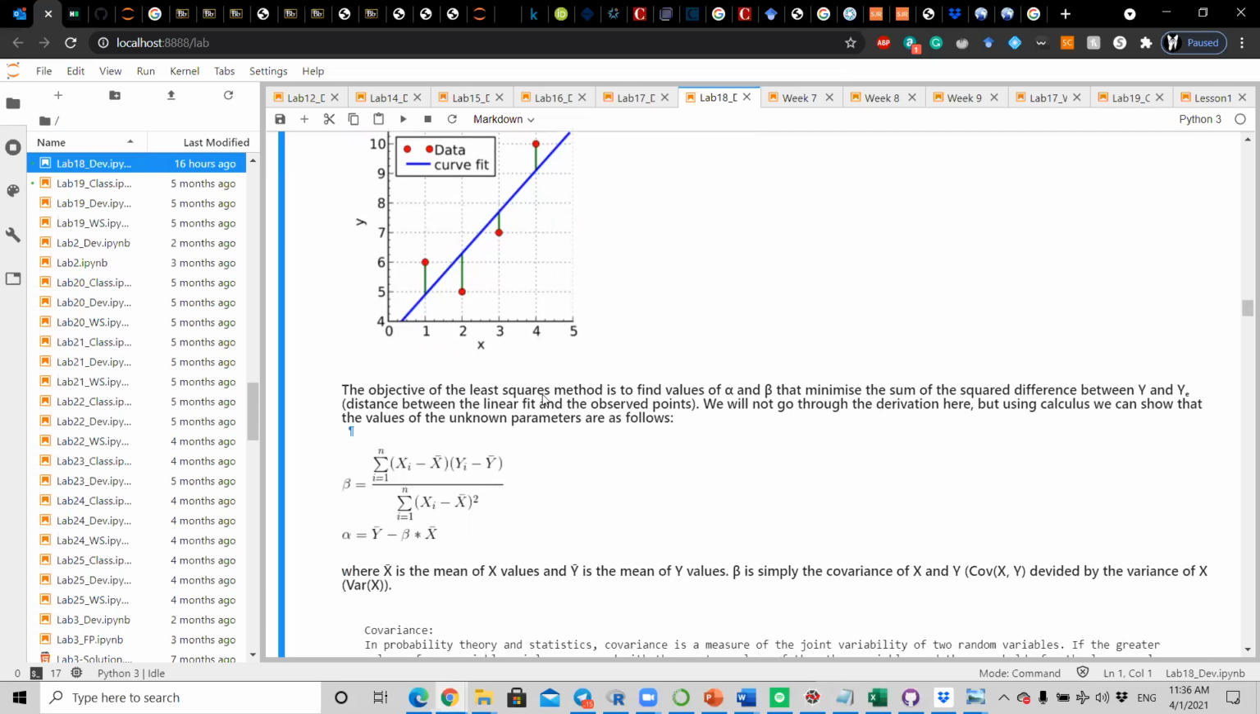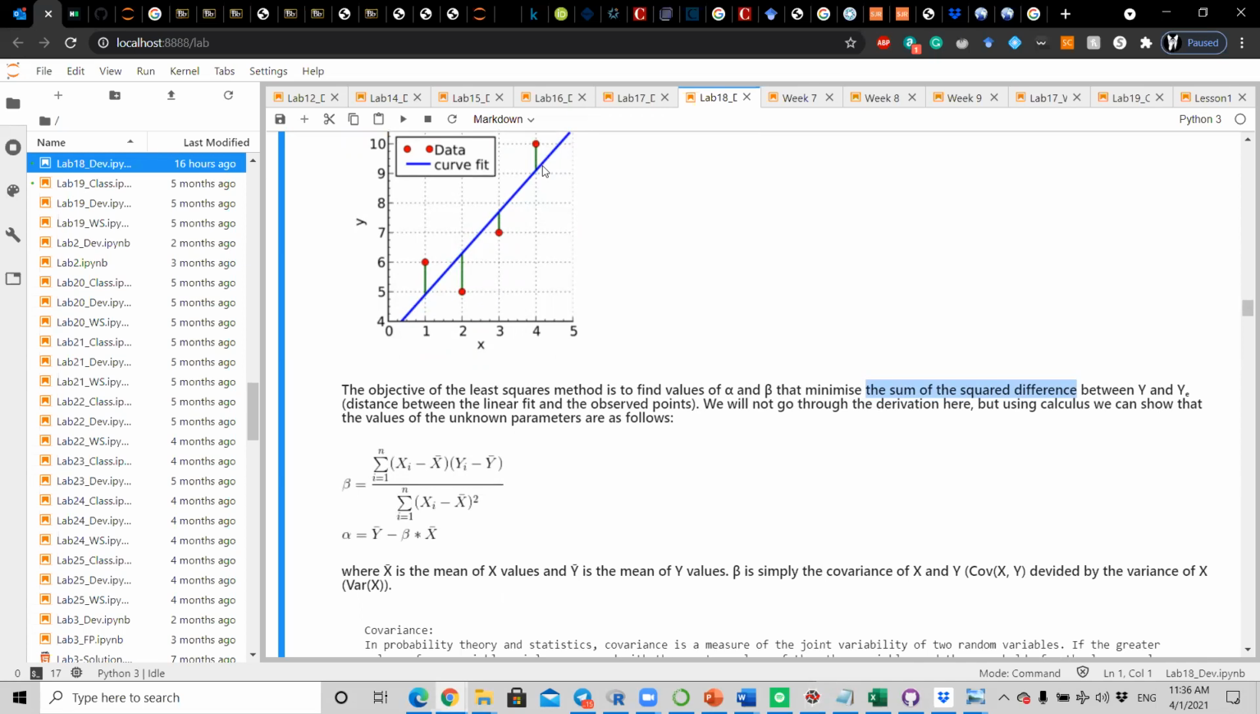The objective of the least squares method is to find values of alpha and beta that minimize the sum of the squared difference between y and ye. What is the meaning of sum of the squared difference? So we have one difference here, one here, one here, and one here. Sum of the squared difference. So I'm going to calculate this, take it to the power of 2, plus this to the power of 2, plus this to the power of 2, plus this to the power of 2.